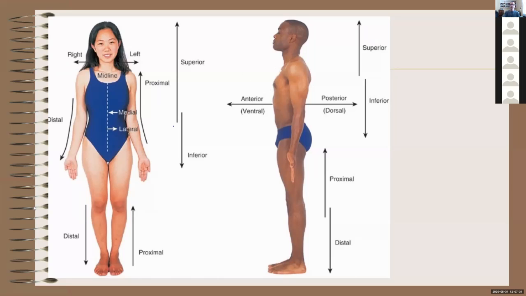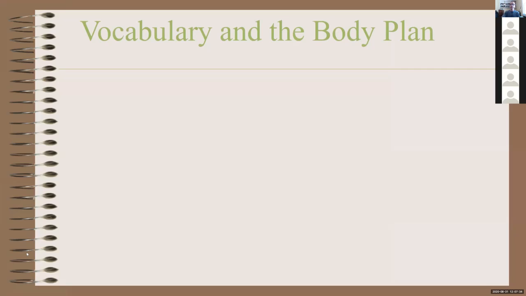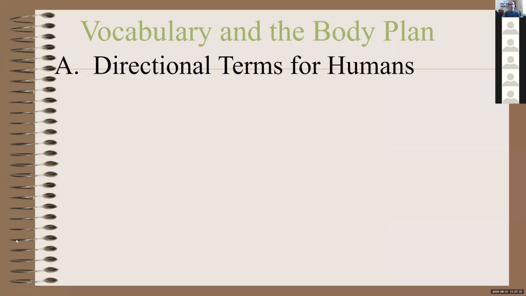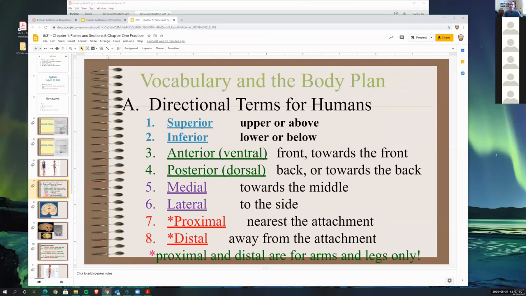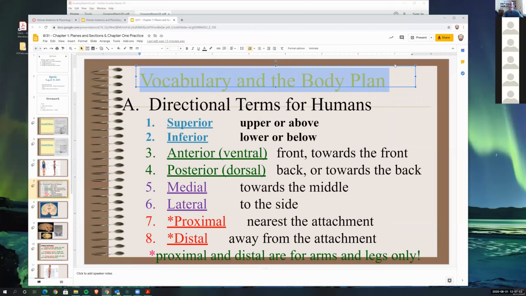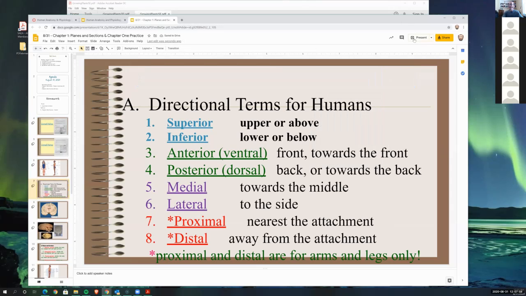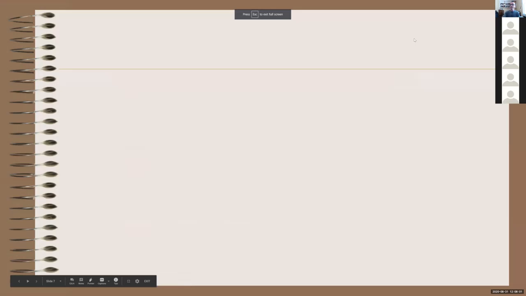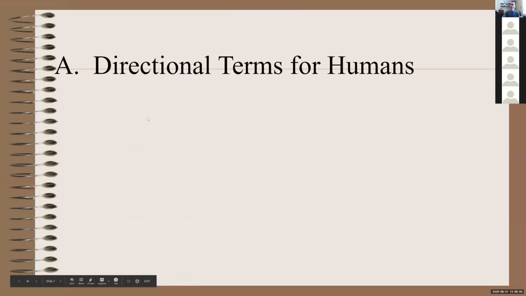Okay, so let's just write some of this stuff down, and then we'll talk about it a little bit, and then we'll quiz it over and over and over again. So all you have to write is capital A, directional terms for humans. Let me actually get rid of this because this just makes it confusing. Now is when you are writing. Directional terms for humans. Make sure you put that letter A in the front.